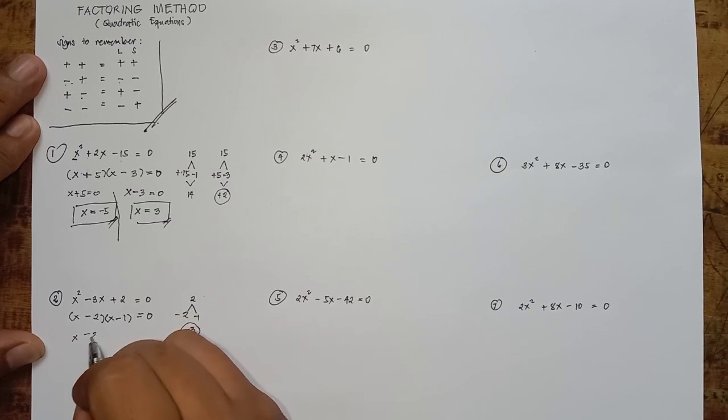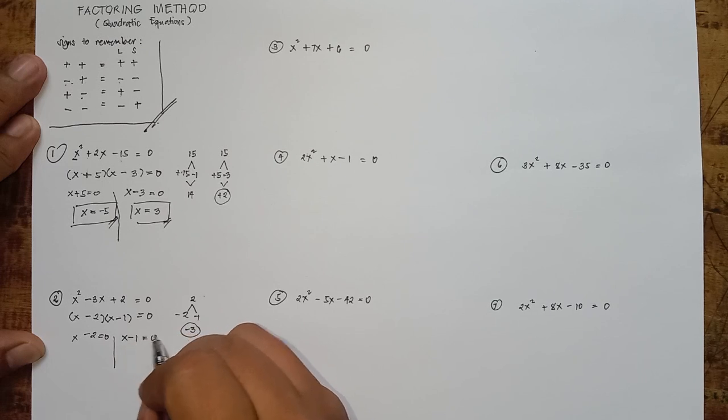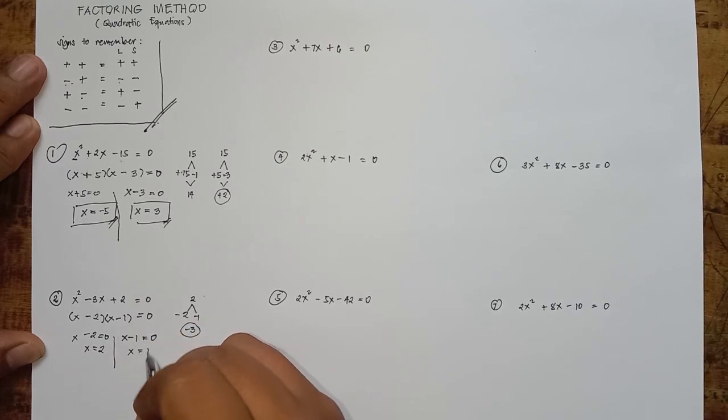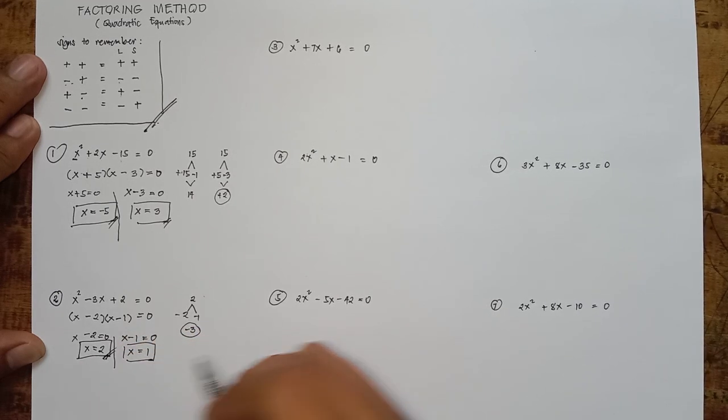So that is x minus 2 is equal to 0 and x minus 1 is equal to 0. So that would be x is equal to positive 2 and x is equal to positive 1. Therefore, the roots are positive 2 and positive 1.